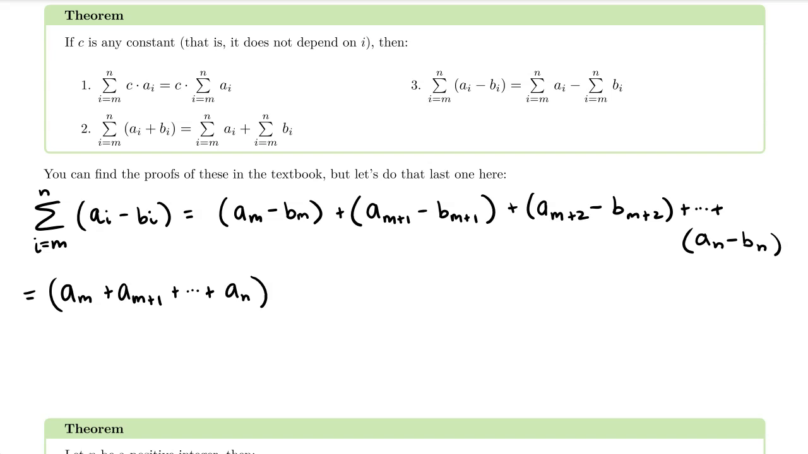And then notice all of the b terms are being subtracted. So if I were to group all of those together, I would have plus, and then negative b sub m minus b sub m plus 1 minus b sub m plus 2. And then my last term would be b sub n. So we have that now. And in my second grouping of parentheses, essentially for all of the b values, each one of those is being subtracted. And so that means that we can factor out a negative 1.